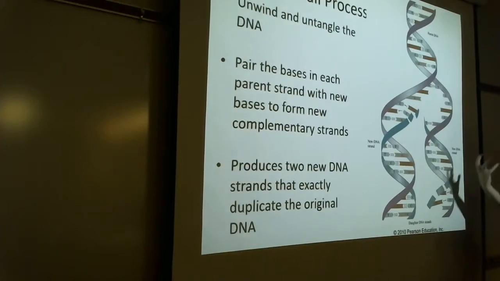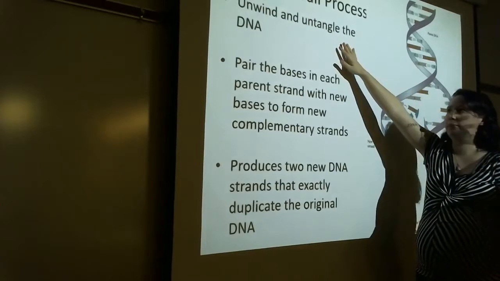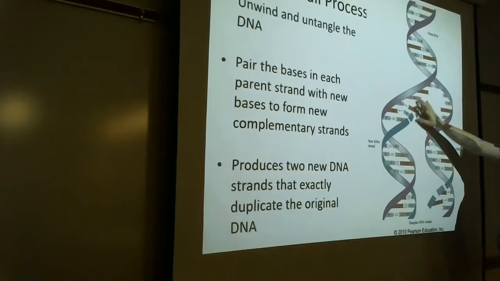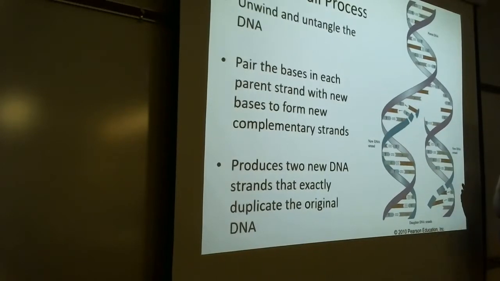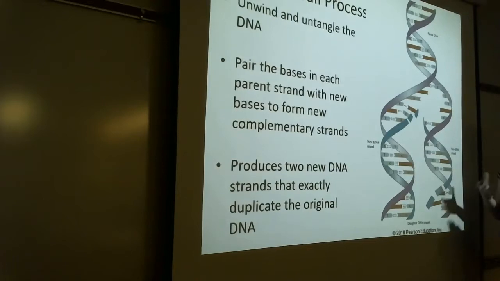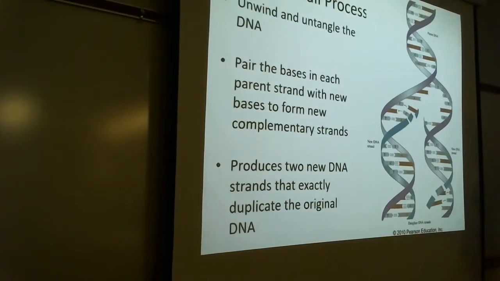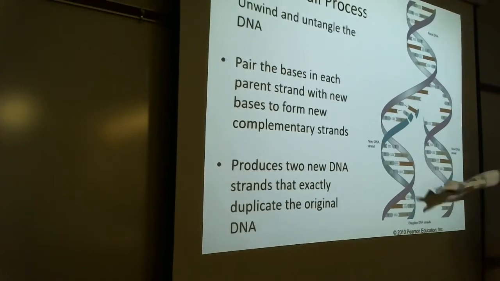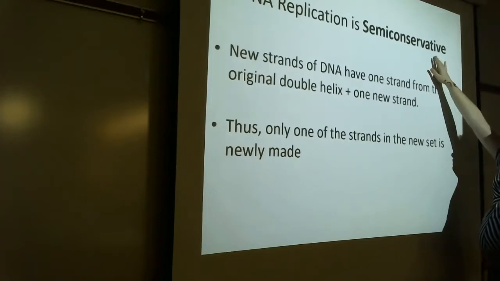No. What kind of cellular machinery does this? It's unwound and untangled by proteins, and then these new ones are put in by proteins, and then it's put back together by proteins. Okay, so the cellular machinery that's doing all this is proteins. So you're going to get 2 strands out of it. And we call it semi-conservative.